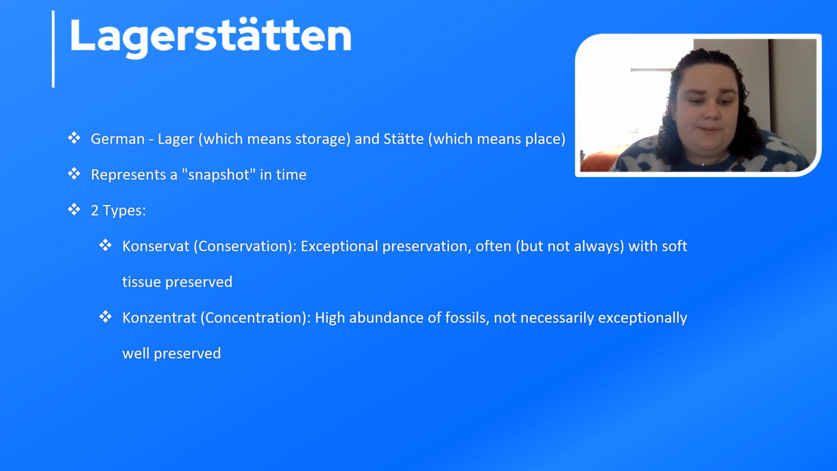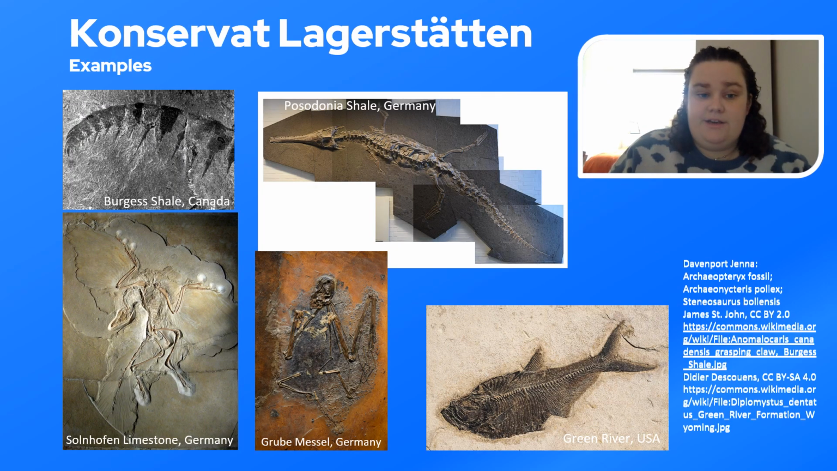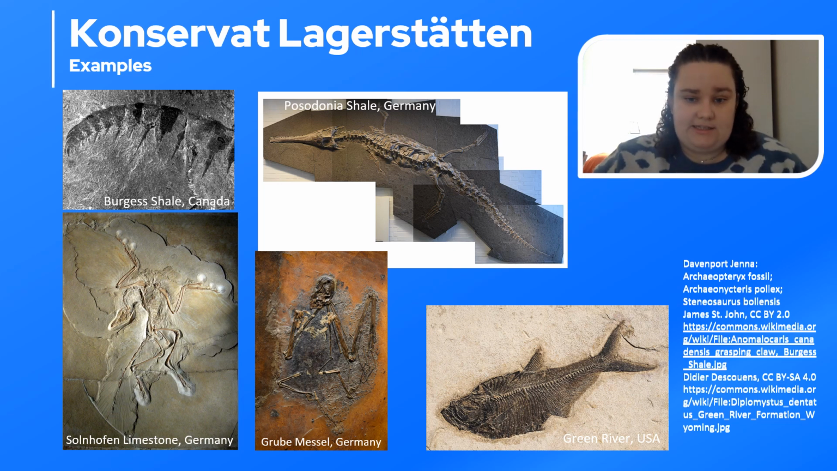There are two types. There is the Konservat, or the conservation Lagerstätte, which often has exceptional preservation and most of the time has soft tissue preserved, whereas a Konzentrat, or a concentration Lagerstätte, has a high abundance of fossils, but it doesn't mean that they're exceptionally well preserved. We're going to go through some examples of Konservat Lagerstätten.